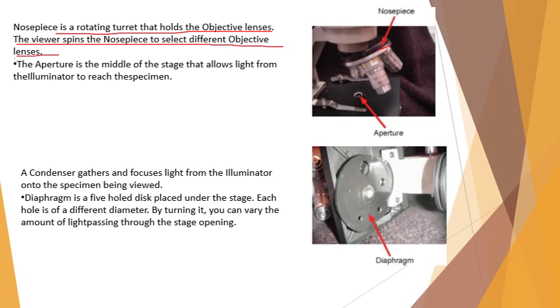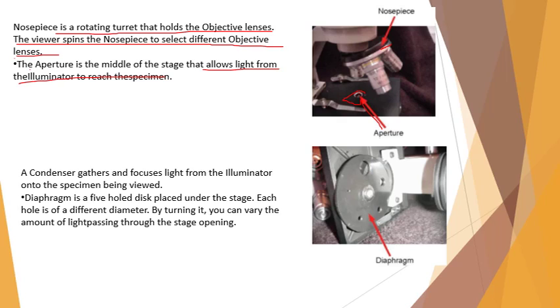In addition to this, we have a very special structure that we didn't discuss earlier. Here we have an aperture. So what is the function of the aperture? The aperture is the hole in the middle of the stage that allows the light from the illuminator to reach the specimen. The specimen is placed here on this aperture, so the light from the illuminator passes through this aperture and is transmitted through the specimen.